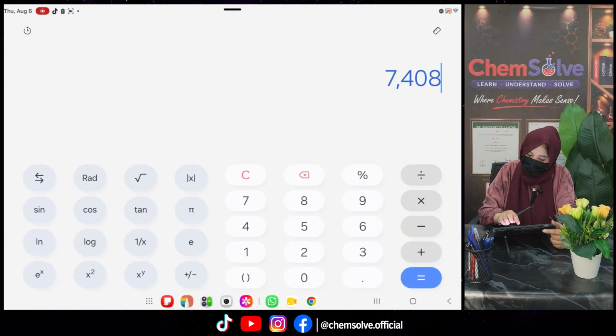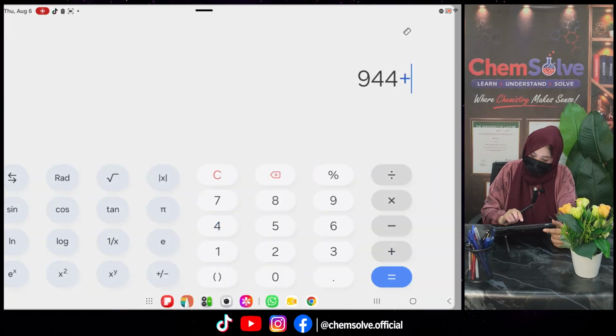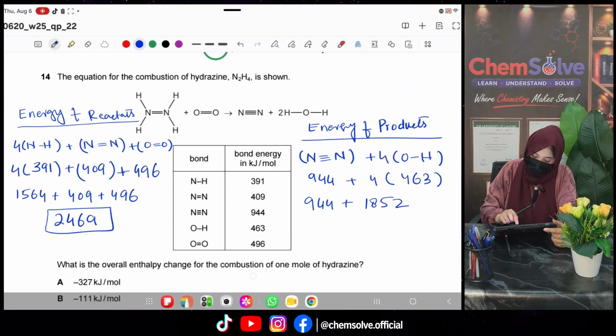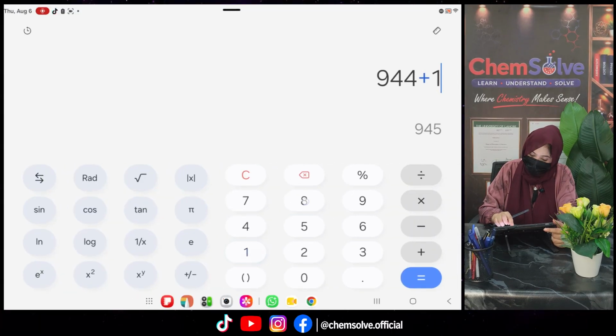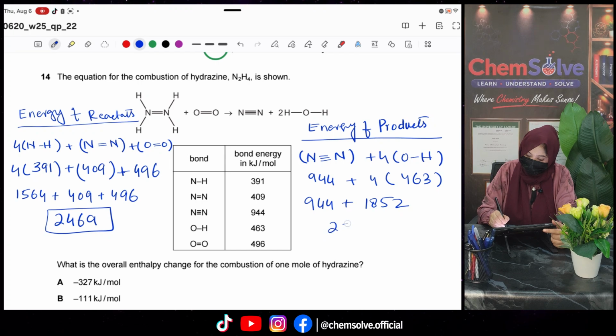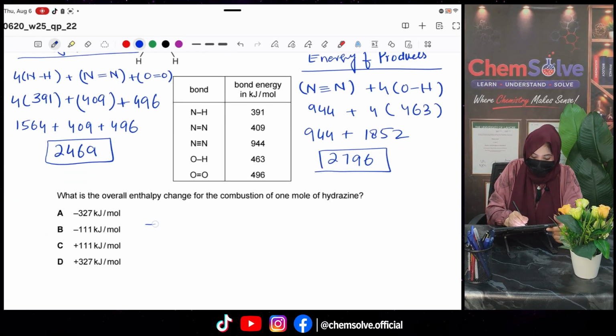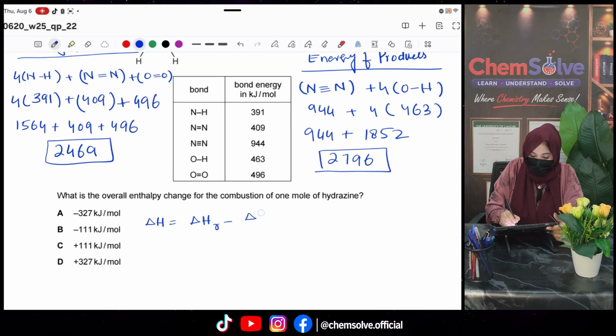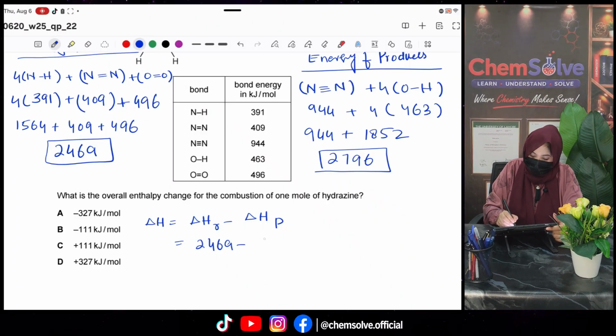Now I have to add 944 to it. So 944 plus 1852 is 2796. Now coming towards the final step, delta H is equal to delta H of the reactants minus delta H of the products. Delta H of the reactants is 2469 and delta H of the products is 2796.